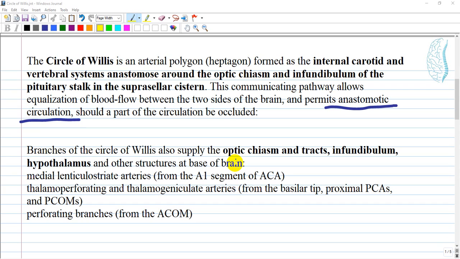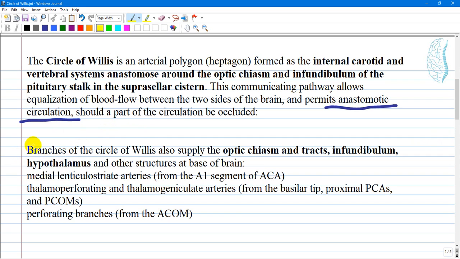This communicating pathway allows equalization of blood flow between the two sides of the brain and permits anastomotic circulation. That's the point. And you should know that branches of the circle of Willis supply many areas like the optic chiasm, tract, infundibulum, hypothalamus, and others.